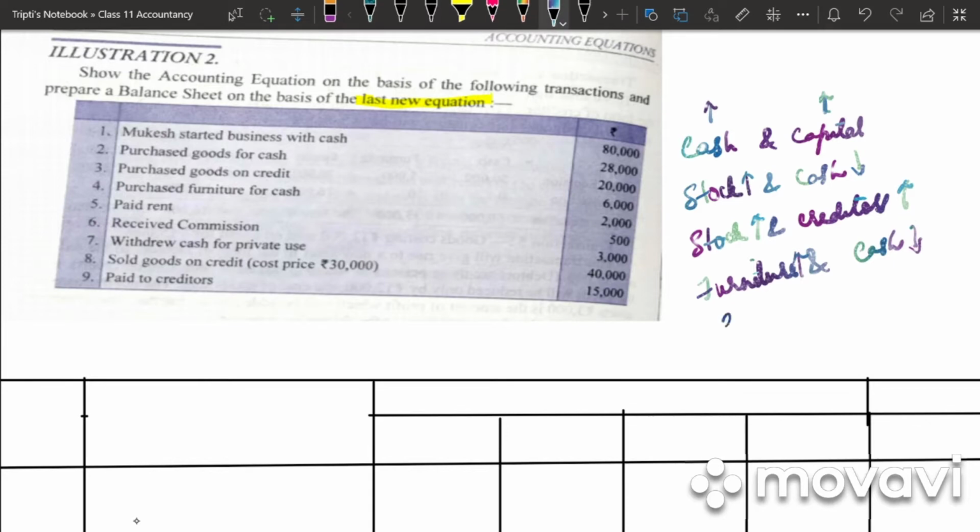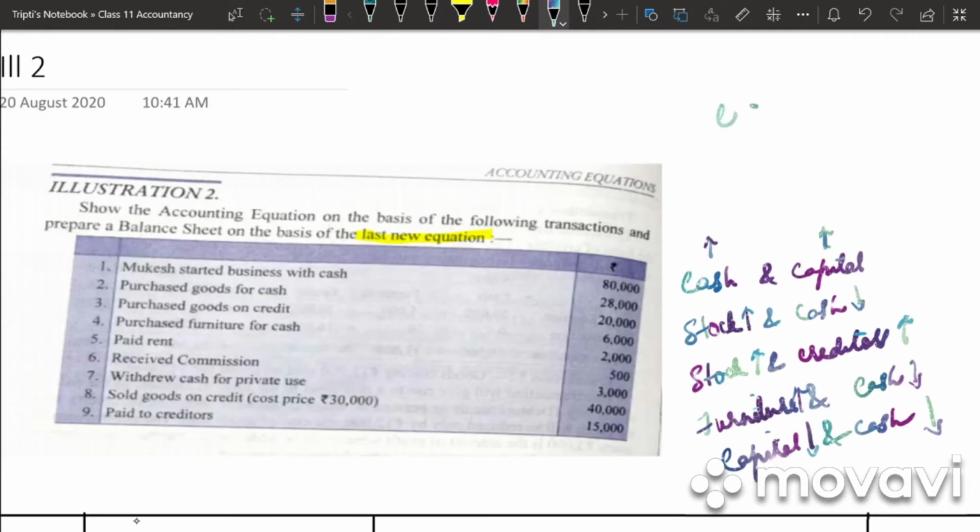Then we have paid rent. So capital and cash. Why capital? As rent is an expense, we will be paying the money from the capital. So capital will reduce. Cash will also reduce. Then we have received commission. Again capital and cash. Our cash is increasing. Our capital is also increasing.